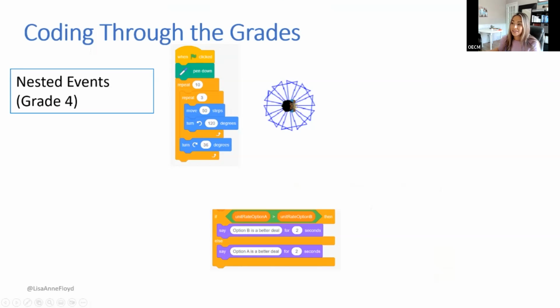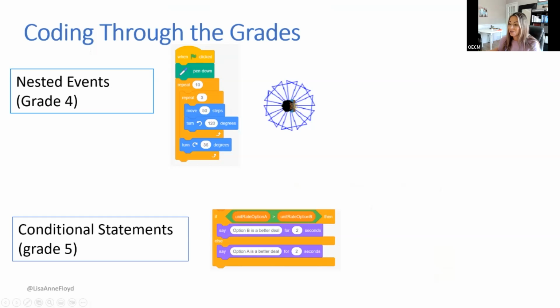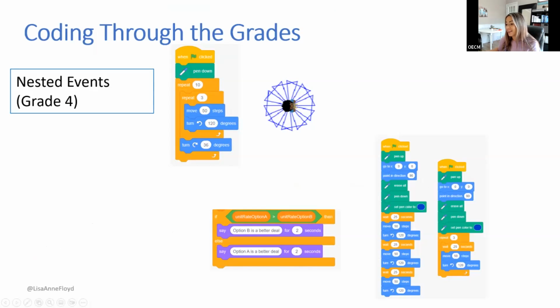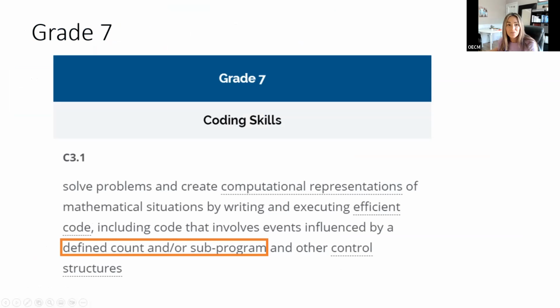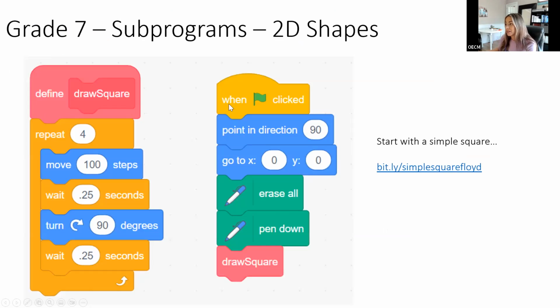All right, so we've covered nested events in grade 4, conditional statements in grade 5, and then efficient code in grade 6. So we're now into grade 7. In grade 7, the new concepts added in our coding continuum are define count and subprograms. So, taking a look at subprograms.